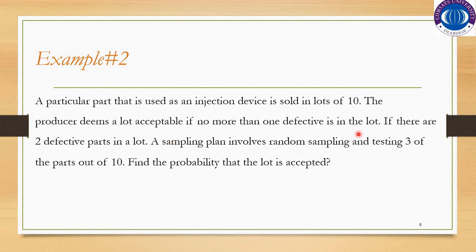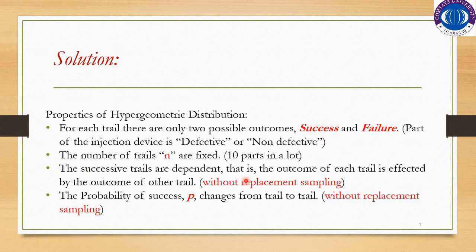So as you can see here, there are 2 defective parts in a lot. So he is going to test 3 parts out of 10. Find the probability that the lot is accepted. So first we will see whether the properties of the hypergeometric distribution are fulfilled in this scenario or not. The very first is that for each trial there are only 2 possible outcomes, success and failure. So we have to accept the lot. For this, parts should be non-defective. So whenever the part is non-defective, it would be success, and whenever it is defective, it would be failure.